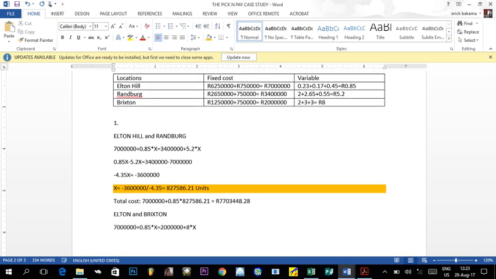We do the same thing now. We make all the values with x on one side, which will be equal to 2 million minus 7 million. And then here we get a negative value of 8 minus 0.85. We get a negative value of 7.15 X, that will be equal to 5 million.